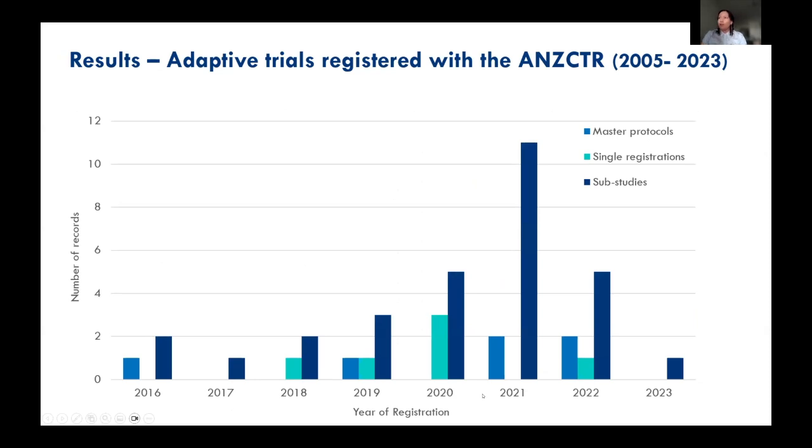We did have 6 of these trials that were registered as a single registration record, meaning that the trial information is presented in one form only, whereas the remaining 6 were split into what is termed a master protocol, or overarching protocol for the study, and then the sub-study protocol records were registered separately to define each of the different treatment arms, and I can go through this in more detail.